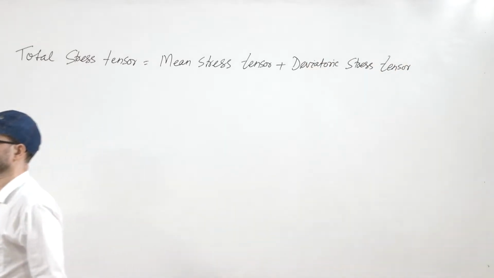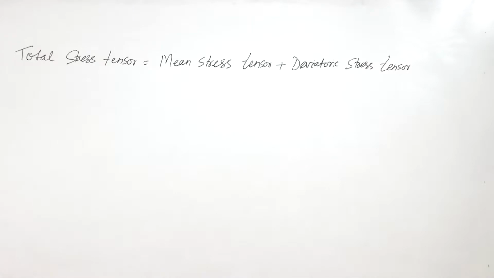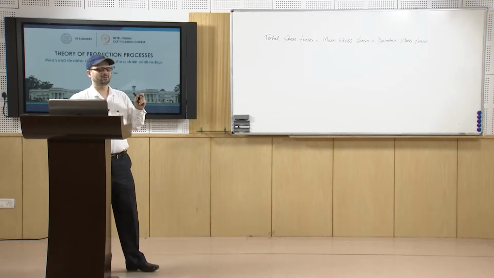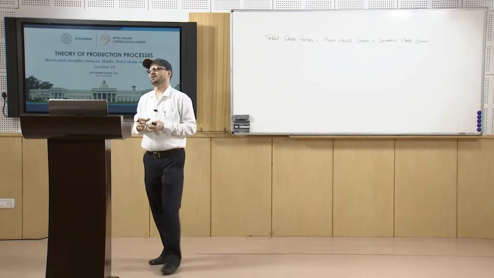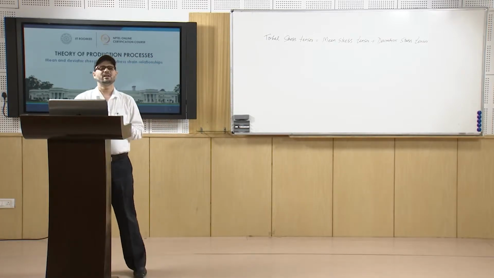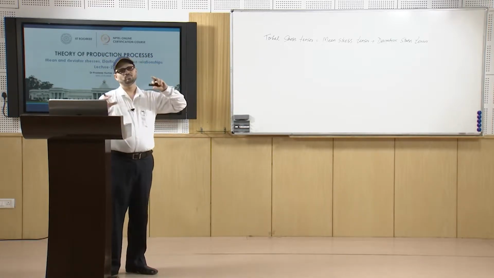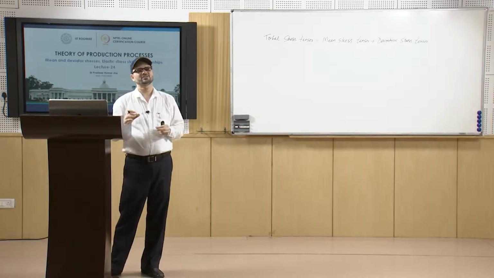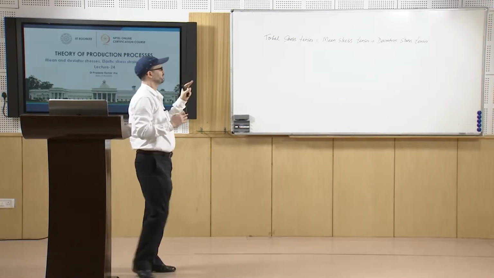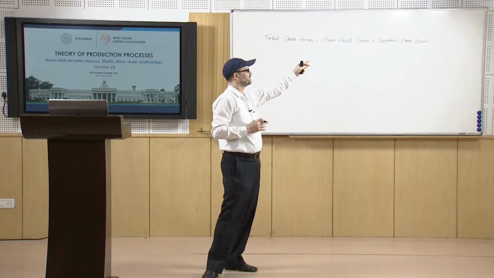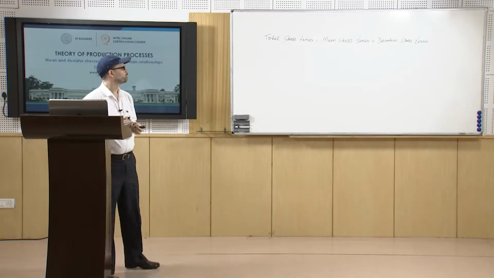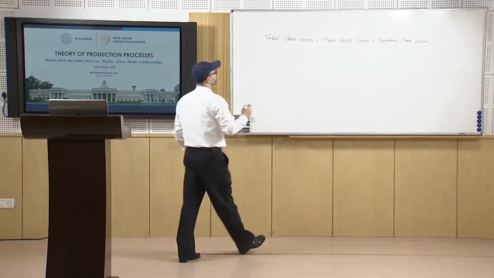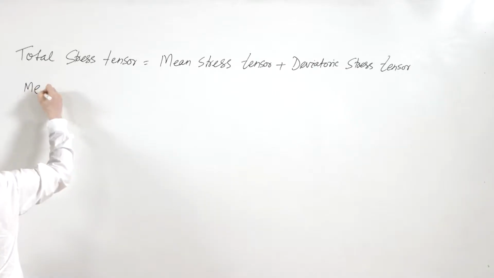As we discussed, the mean part is responsible for the change in volume, or in this case the elastic changes, and the deviatoric part represents the shear part. In the case of stresses, the mean part leads to the tension or compression stresses, and the deviatoric part represents the shear stresses.